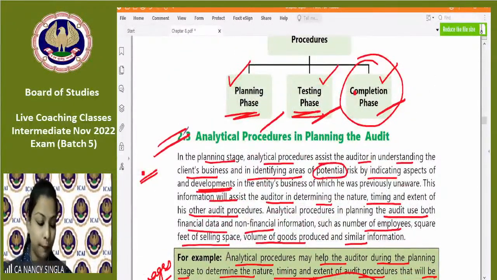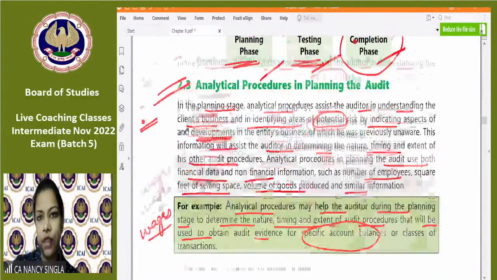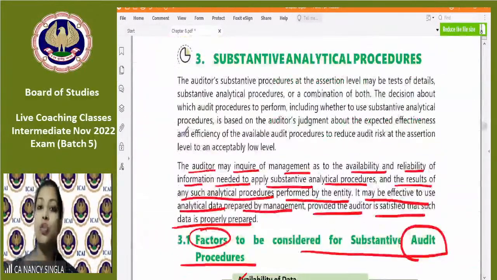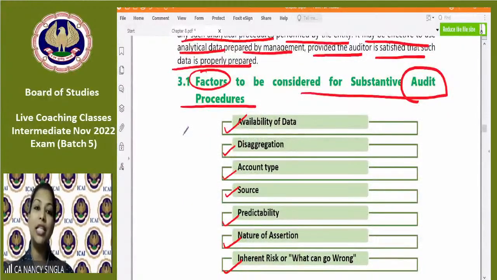प्लानिंग में कैसे यूज होता है? So when the auditor is obtaining an understanding of the client business, he will assess as to identify the areas of potential risk. He will decide the nature, timing, extent of other procedures, and he will use both the financial and the non-financial data. I gave you example of wages कि all of a sudden 30% increase है तो dummy workman तो नहीं है. So he may decide the nature, timing, extent of the audit procedures with respect to specific account balances.